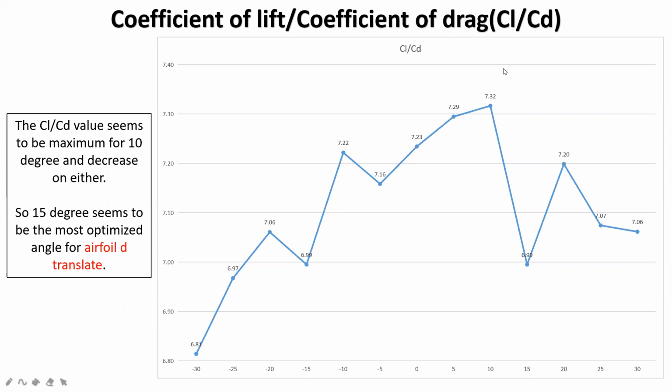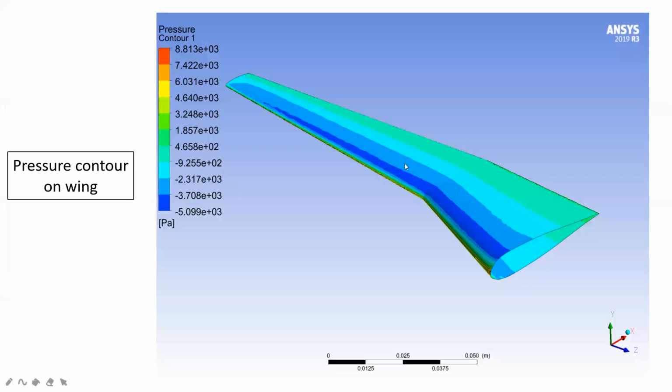Now looking at the CL by CD graph, it is very clear that the maximum CL by CD is reached at 10 degree. So we have chosen the optimized angle as 10 degree.